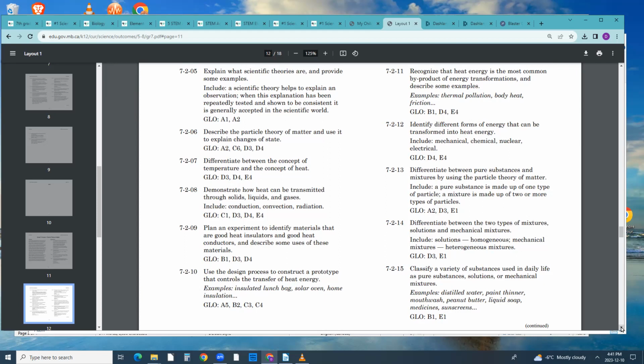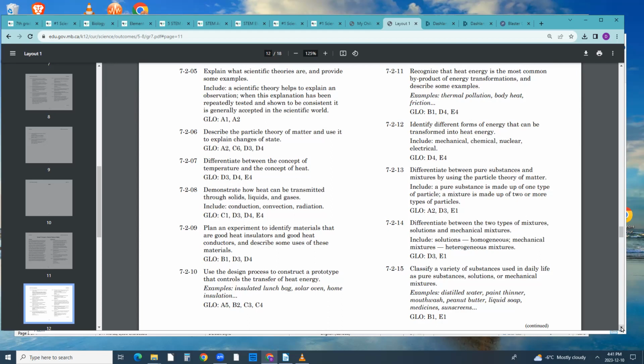Examples: insulated lunch bag, solar oven, home insulation. Recognize that heat energy is the most common byproduct of energy transformations, and describe some examples. Examples: thermal pollution, body heat, friction. Identify different forms of energy that can be transformed into heat energy. Include mechanical, chemical, nuclear, electrical.